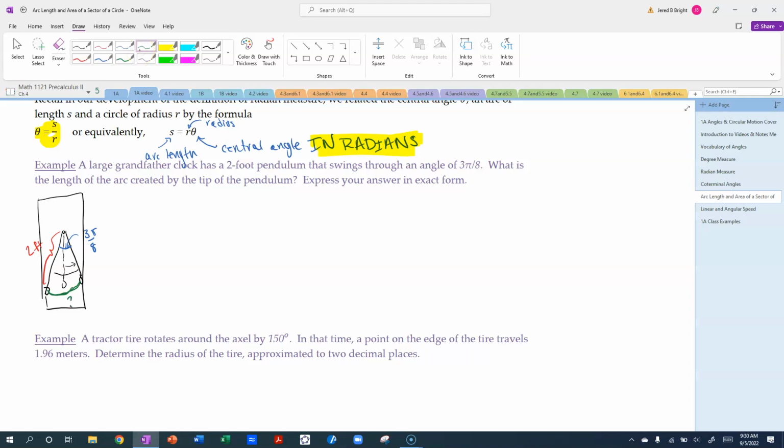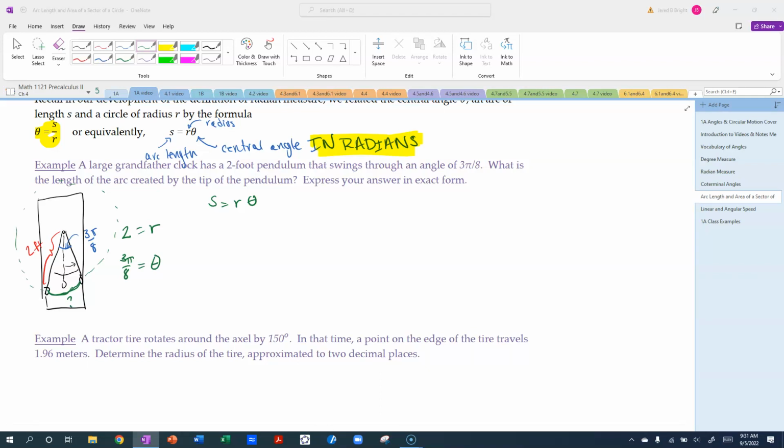Here's my quick diagram. I always recommend making a diagram. As I look at this, I'm probably going to have to use the s equals r theta formula. But what is the information given to me in the problem? There's a 2, there's a 3 pi over 8. If I think about this, I could create a circle if the pendulum were free to swing all the way around. Then 2 is my radius. And the 3 pi over 8 is in radians. The pi is really cluing me in that it's in radians. That makes it our central angle theta.